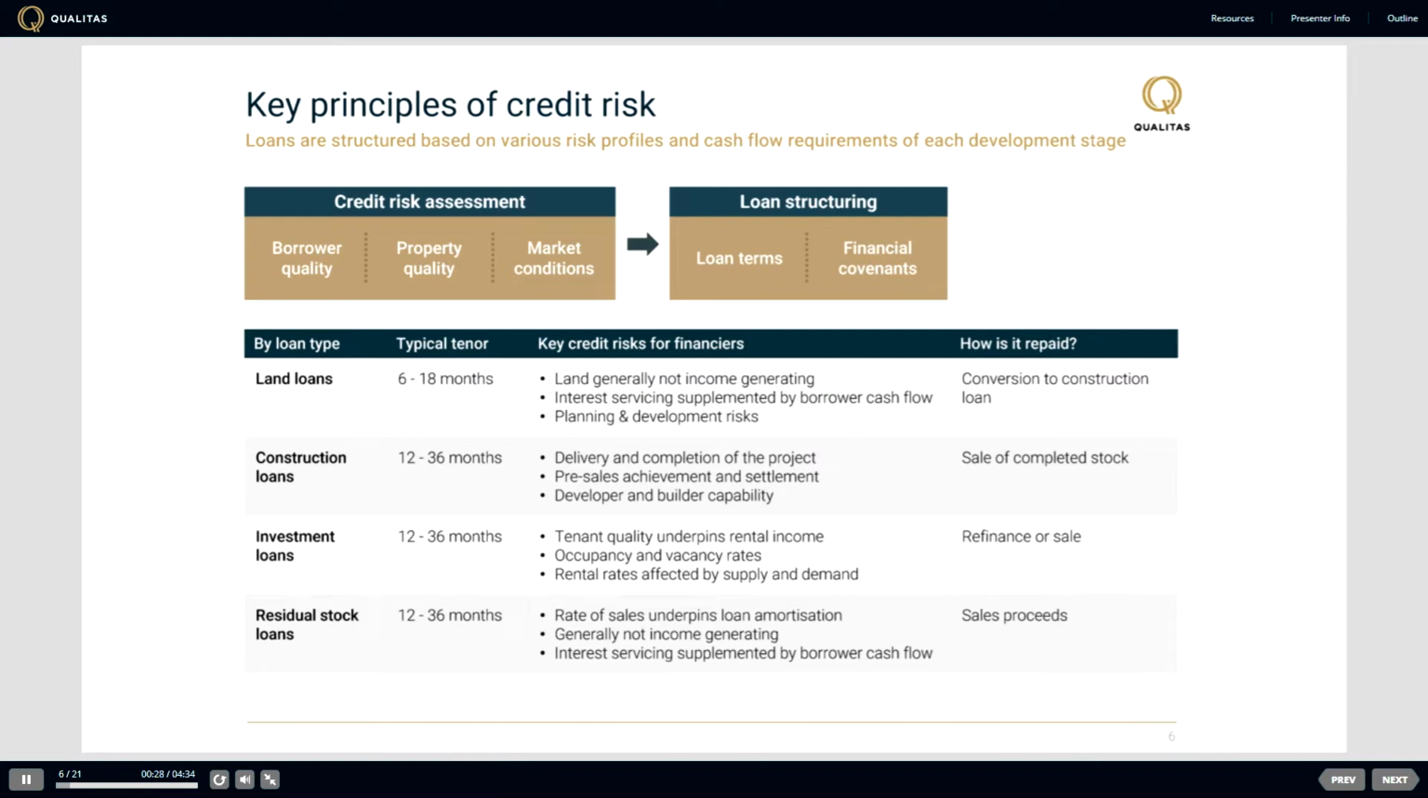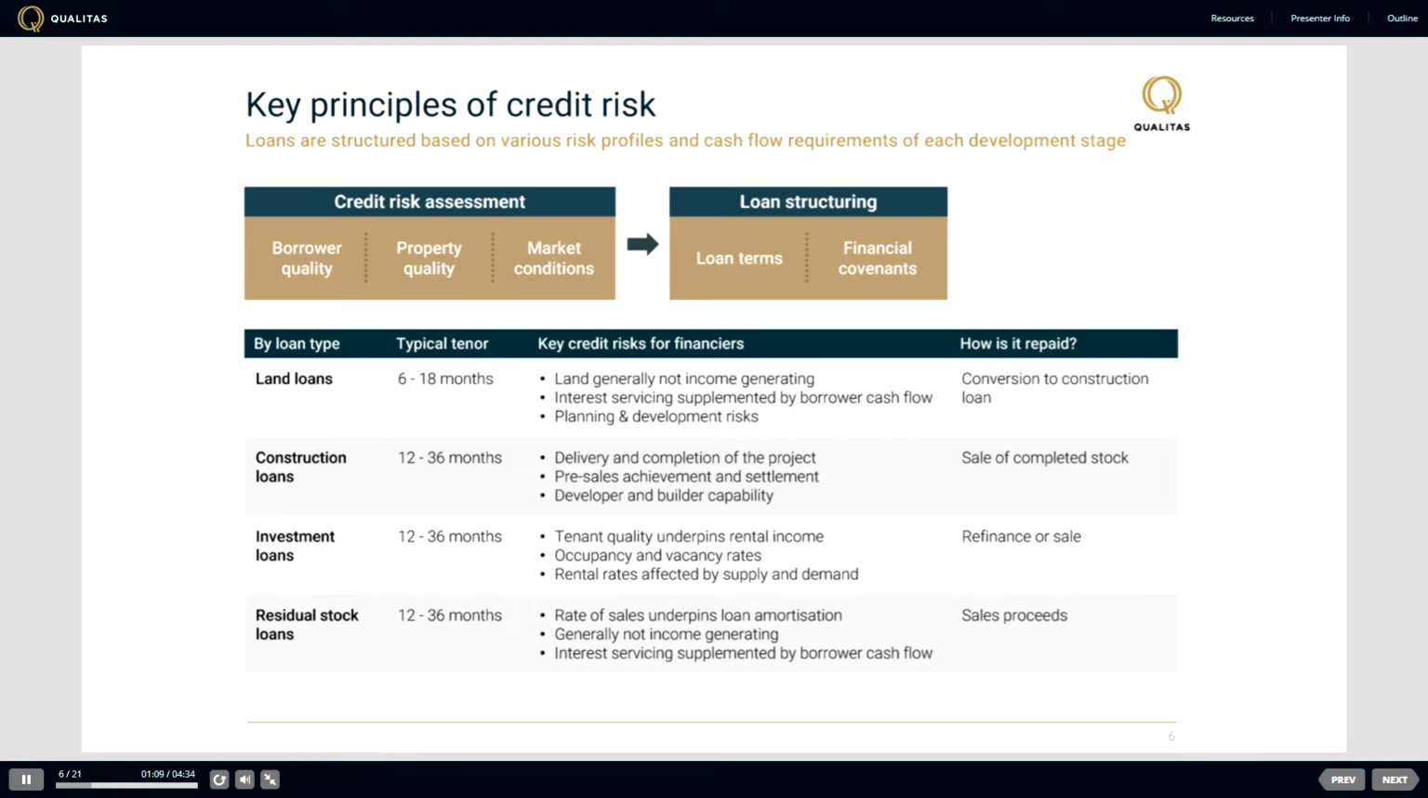The credit risk assessment process involves assessing the borrower quality, for example, what is their financial standing and track record. This also includes other transaction parties such as the builder and the guarantor. Assessing the property quality, such as where it is located, specific features, functionality, and desirability, as well as tenancy, for example. Assessing the market conditions, such as the macro and microeconomic conditions that may impact the borrower's creditworthiness and security property performance.